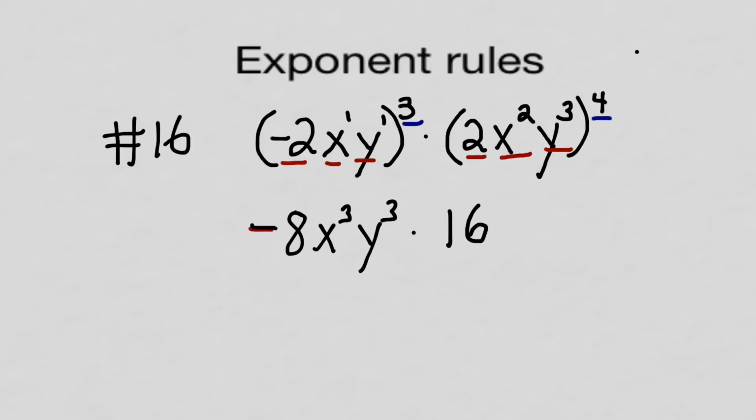X squared to the fourth power, we multiply, we get x to the 8th. Y to the third to the fourth power, we multiply the exponents, we get y to the 12th. Now we have to combine these. To combine these, first we're going to take care of the numbers on the outside. Negative 8 times 16 is going to give us negative 128.